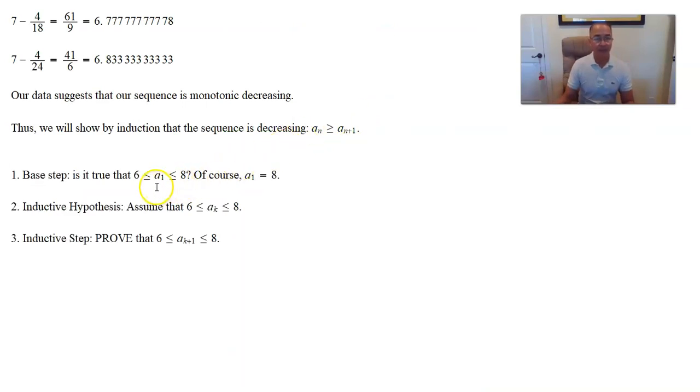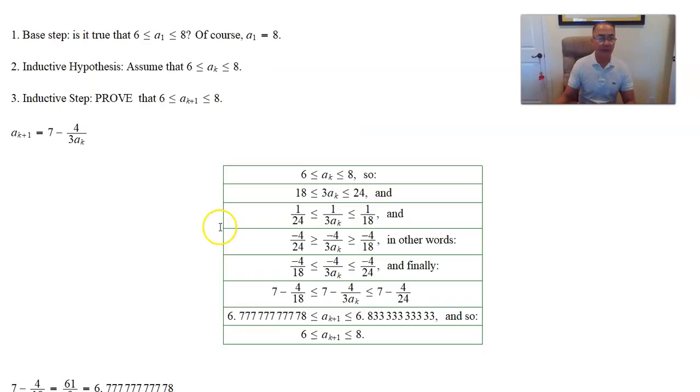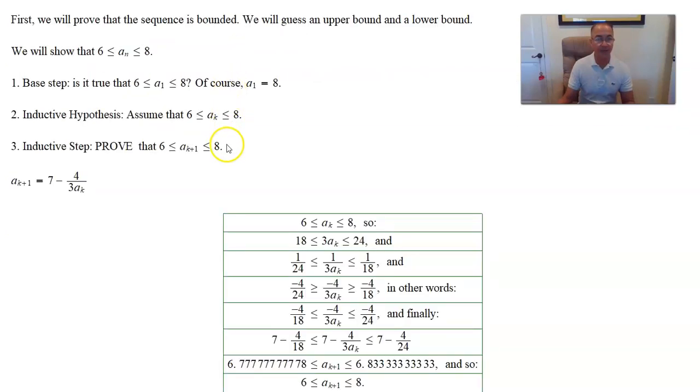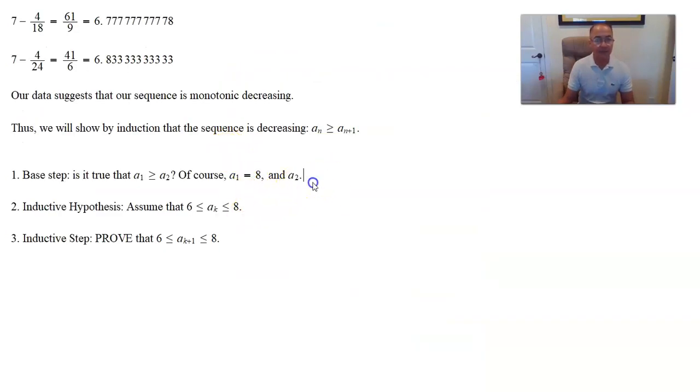Base step: is it true that A1 is at least A2? When we plug in n equals 1, that will be A sub 2. Is it true that A sub 1 is bigger than A sub 2? Of course, because A1 is 8 and A2 is... what was our A2? Right here, 6.833333, approximately. So, yes, of course. You have to look at your data and make sure that you're not contradicting your data.